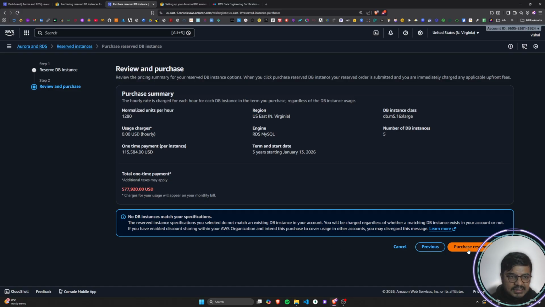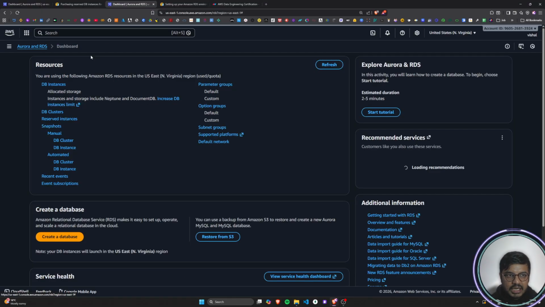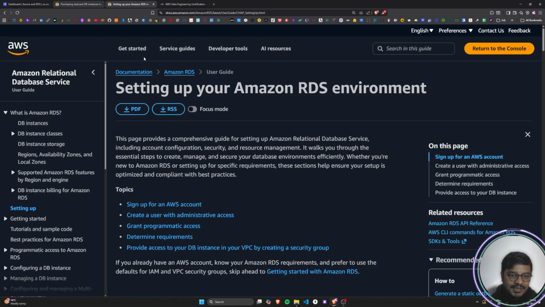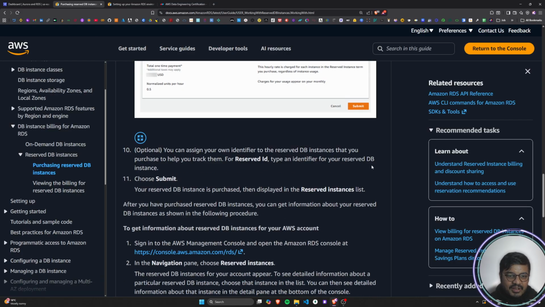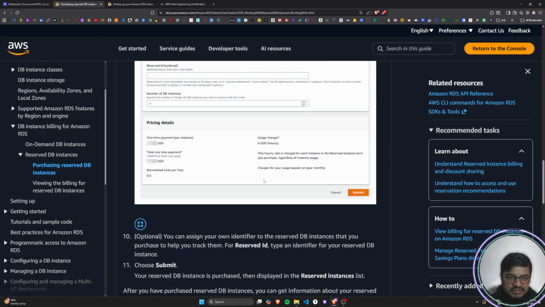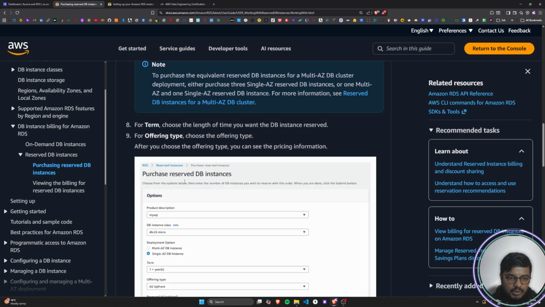Okay, so I can just click on this purchase instance and get the things done, but obviously I don't have that much amount in my bank account, so I will not be able to do it. Okay, cool. So this is how we will be able to do it using our console.